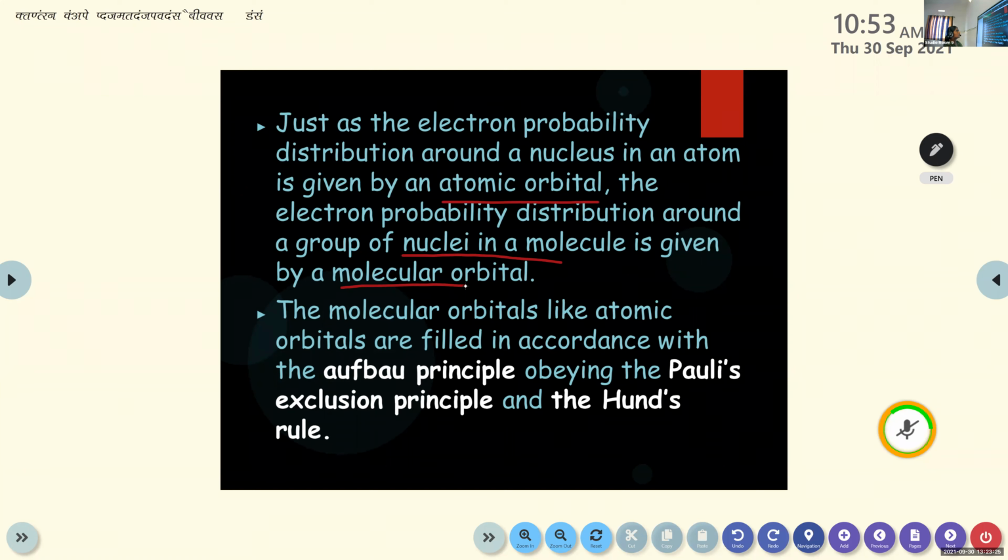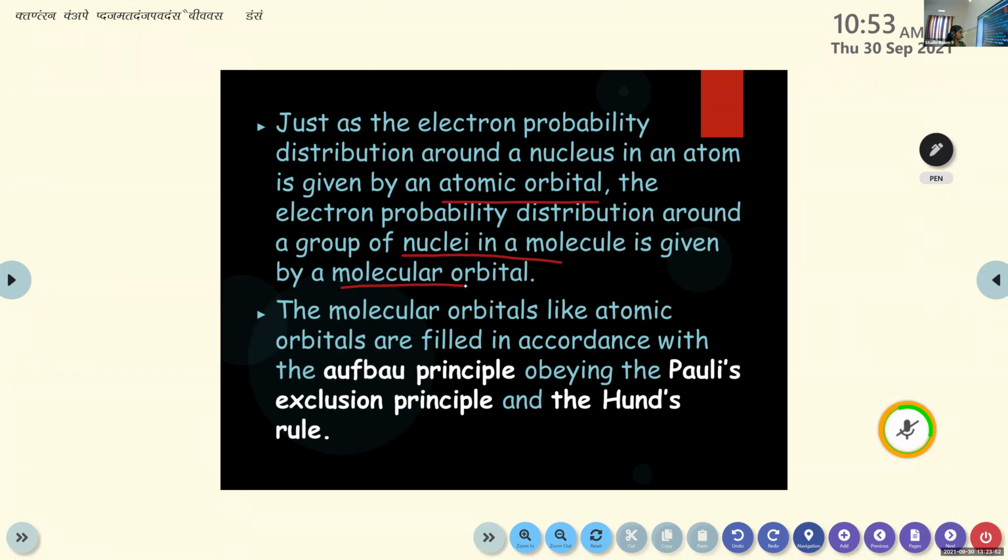Just as the electron probability distribution around a nucleus in an atom is given by an atomic orbital, the electron probability distribution around a group of nuclei in a molecule is given by a molecular orbital. In the case of a molecule, you know that different atoms combine together, right? So here it is given by a molecular orbital. In a molecular orbital, there will be electrons, similar to the electrons present in atomic orbitals in an atom.